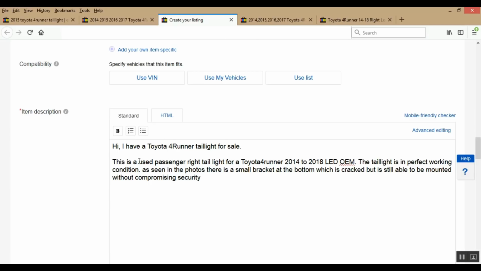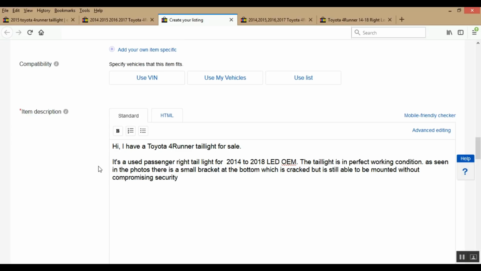Okay, and I'll change this up a little bit. It's a used passenger right taillight for, I'm going to change this up to their years, for 2014 to 2018. You know what? Here we go. I have a Toyota 4Runner. I'll add OEM LED up here, all right, and I'll get rid of it here.